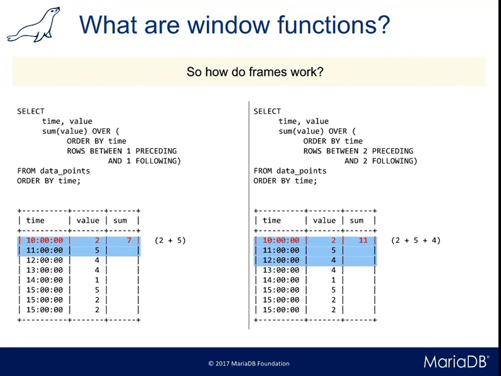So here we have these 2 rows added together. And here we have these 3 rows added together. Notice the difference in frame size. So it's 2 rows following and 1 row following over there.